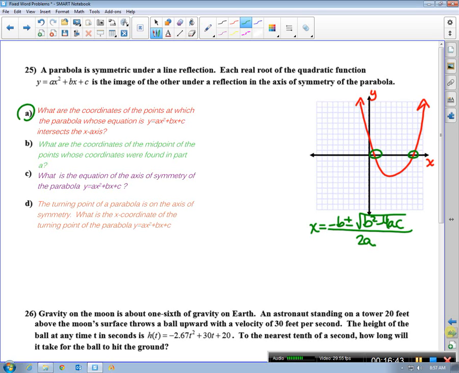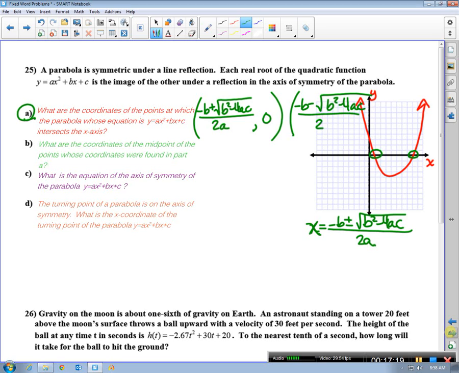So what question A is asking you, what are the coordinates of the points at which the parabola intersects the x-axis? Well, this gives us two x values, and we know our y values are 0. So the coordinates are negative b plus radical b squared minus 4ac all over 2a, comma 0. That's one of the coordinates. And the other one is negative b minus the square root of b squared minus 4ac all over 2a, comma 0. So when we're using the quadratic formula, we're finding these x values. We already know the y value is 0.